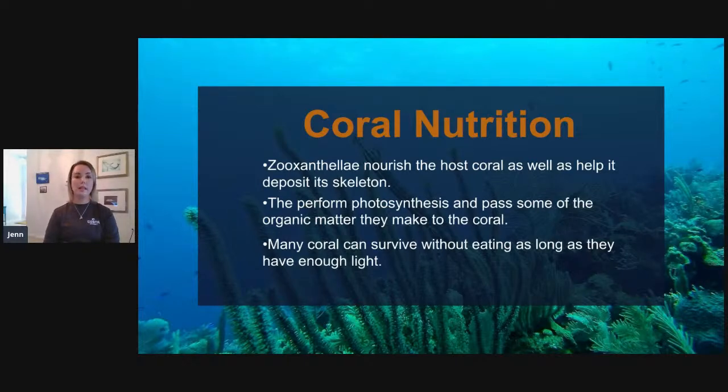So when the zooxanthellae feel threatened or they are in an area that is not conducive for them to do well, they'll actually leave that coral host and leave the coral to be bare bones, which is where we get coral bleaching happening. So you can go to the next slide, please.